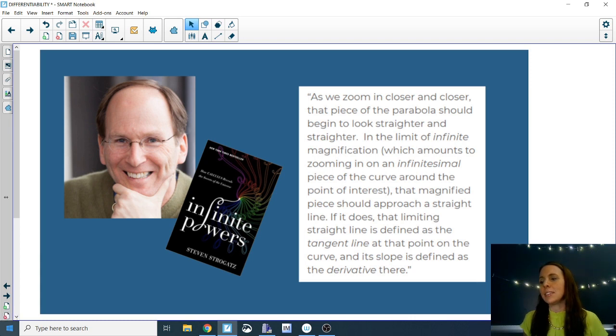And he said this is a good quote: "As we zoom in closer and closer, that piece of the parabola should begin to look straighter and straighter. In the limit of infinite magnification, which amounts to zooming in on an infinitesimal piece of the curve around the point of interest, that magnified piece should approach a straight line. If it does, that limiting straight line is defined as the tangent line at that point of the curve, and its slope is defined as the derivative there."